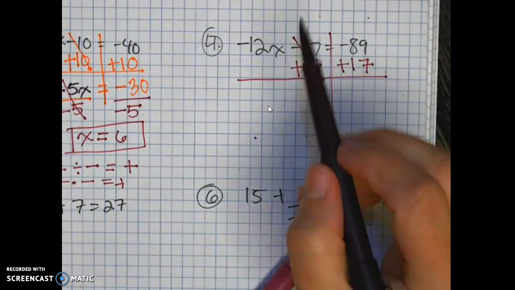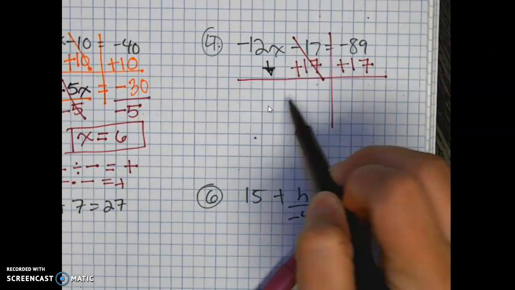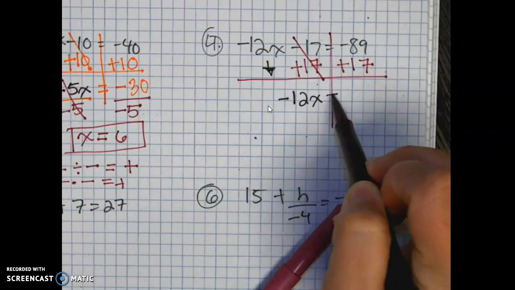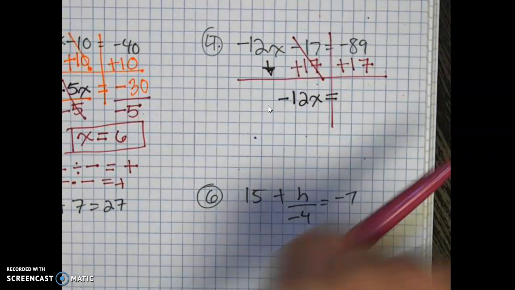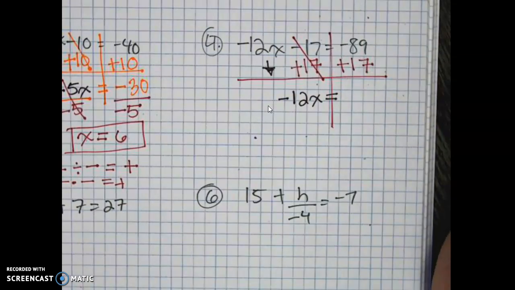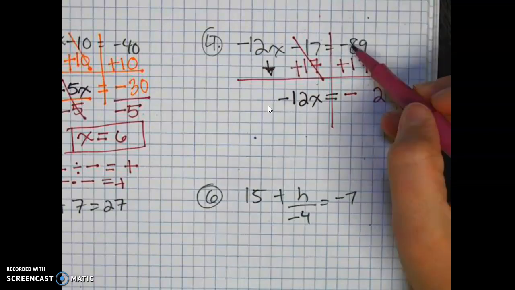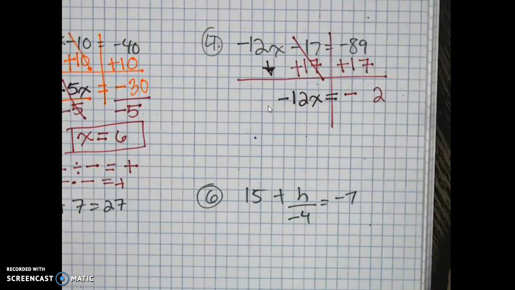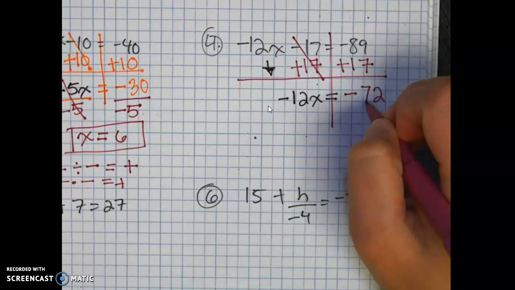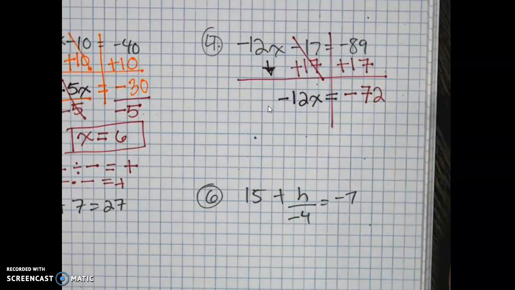So I'm going to bring down my negative 12x. If I owe you $89, that's a lot of money. I only give you 17 of those dollars. It's still going to be negative. I'm still going to owe you money. 9 minus 7 is 2. 8 minus 1 is 7. So I still owe you $72. Sorry.